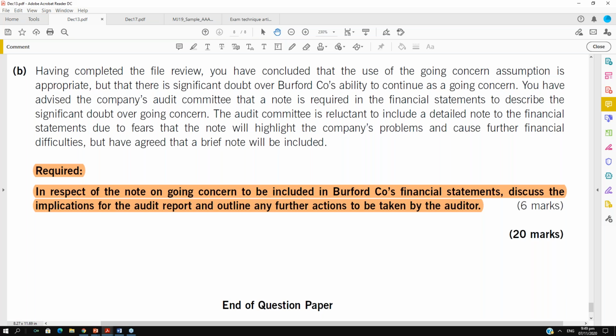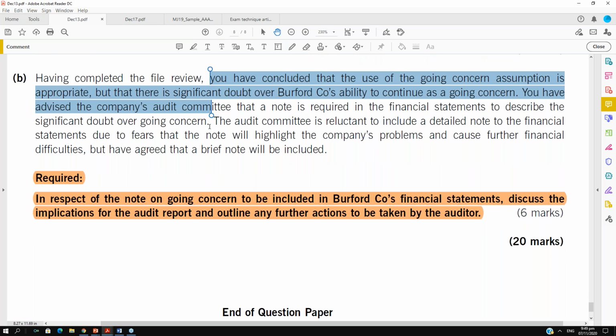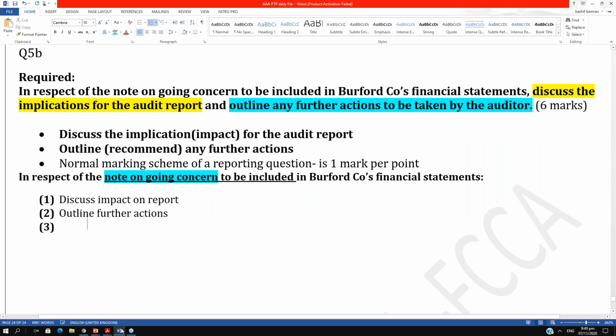Having completed the file review, you have concluded that the use of the going concern assumption is appropriate. As an auditor, you believe that the company is a going concern, but there are significant doubts, which are known as material uncertainties, over the Burford ability to continue as a going concern, and you have advised the company's audit committee that a note is required in the financial statement. I hope you all agree with the conclusion of the auditor, which is very important for the sake of your knowledge.